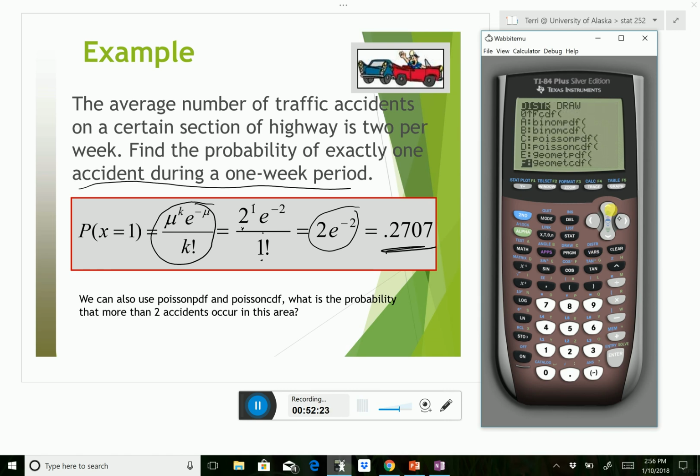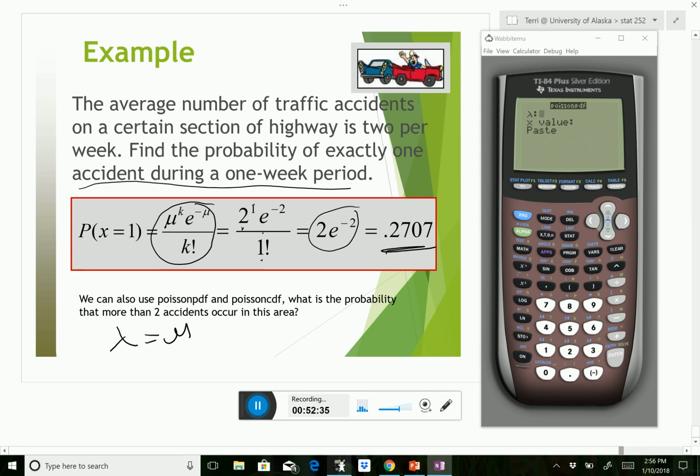Now, you could also have done this. Distributions, go up to Poisson PDF like this. Lambda equals the mu. Some books call it lambda. It's the same thing. So that's your mu, so that's 2. And your x value in this case is 1. And you just hit paste.